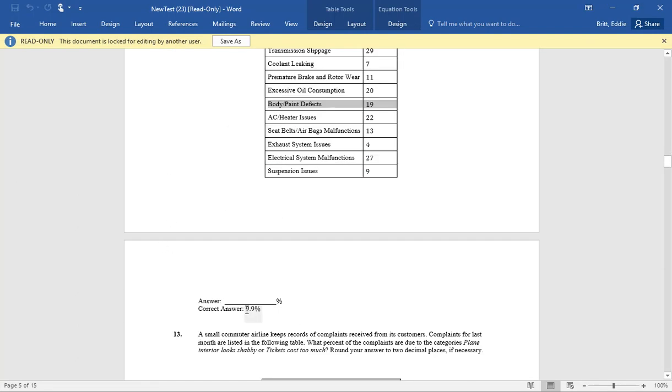I noticed on the answer down here they just put 9.9. That's fine with me as well. You can put 9.9% or 9.90%. It means the same thing.